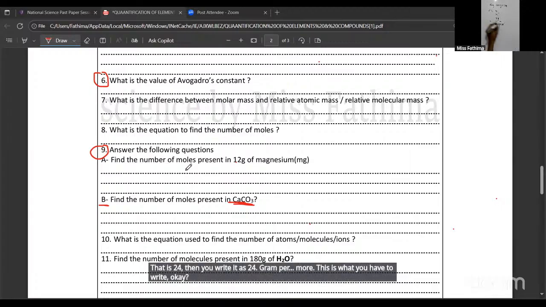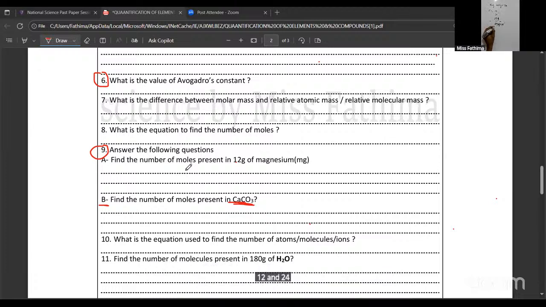Then gram and gram you can cancel off. 12 and 24 you can cancel it. Then what will you get? 0.5 mole. So 0.5 moles is the answer, the number of moles present in 12 gram of magnesium. Understood, children? Yes, Miss. Then we'll move to the next question.